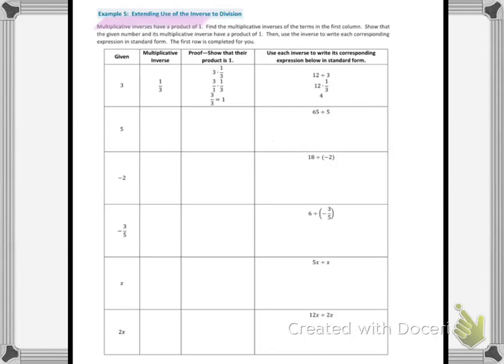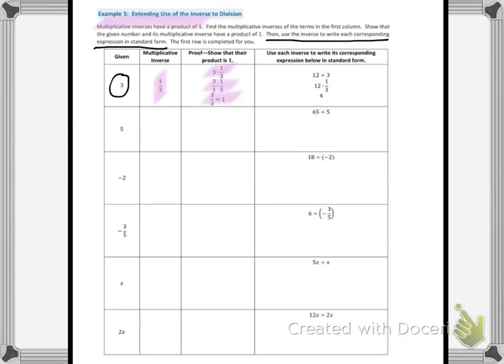So now what they want you to do is to find the multiplicative inverses of the terms in the first column. Show that the given number and its multiplicative inverse have a product of 1. Then use the inverse to write each corresponding expression in standard form. The first row is completed for you, so let's look at it. We're given 3. Our multiplicative inverse is 1/3. That's the reciprocal. To show that their product is 1: 3 times 1/3 is 3 over 1 times 1 over 3, which is 3 over 3, which equals 1.